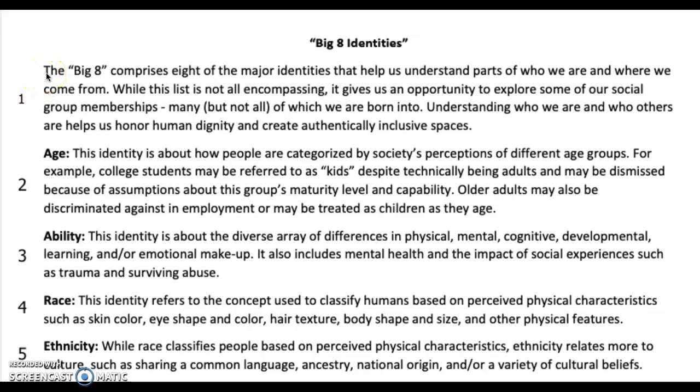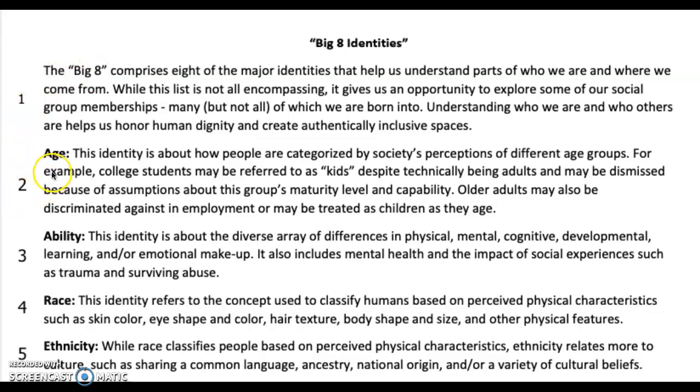The Big 8 comprises 8 of the major identities that help us understand parts of who we are and where we come from. While this list is not all-encompassing, it gives us an opportunity to explore some of our social group memberships, many, but not all, of which we are born into. Understanding who we are and who others are helps us honor human dignity and create authentically inclusive spaces.